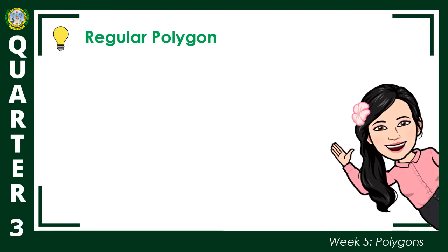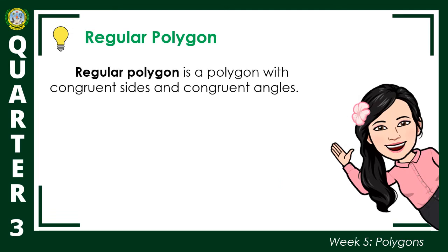So, now let us talk about regular polygons. Regular polygon is a polygon with congruent sides and congruent angles, meaning dapat lahat ng sides niya ay equal at dapat lahat po ng angles ay equal. Yun po ang ating mga regular polygons.